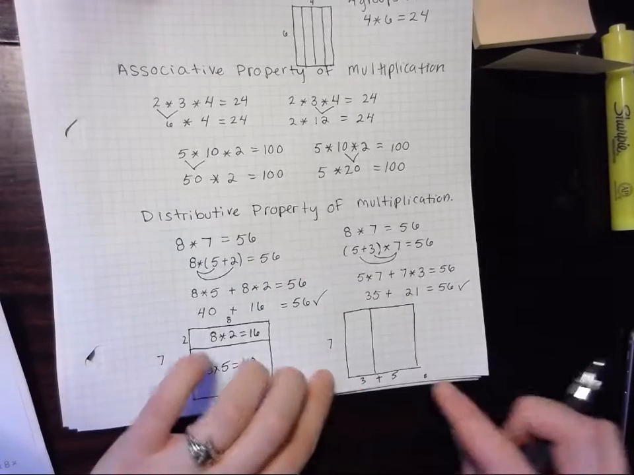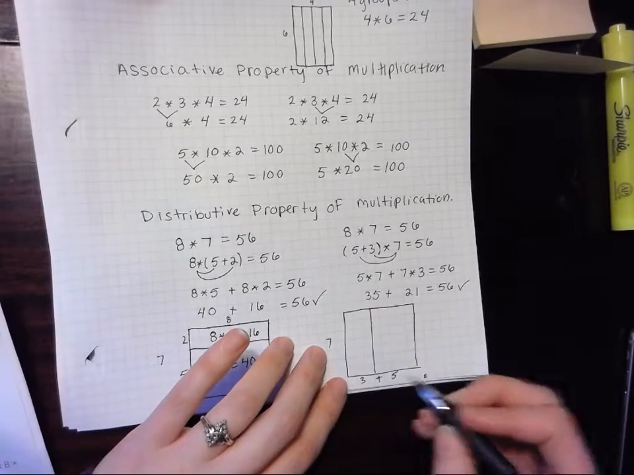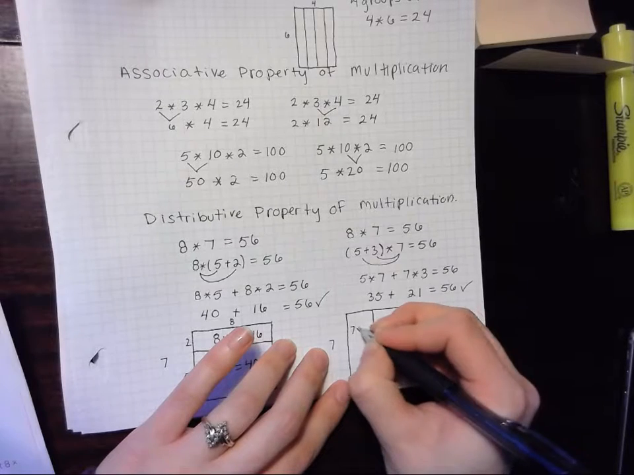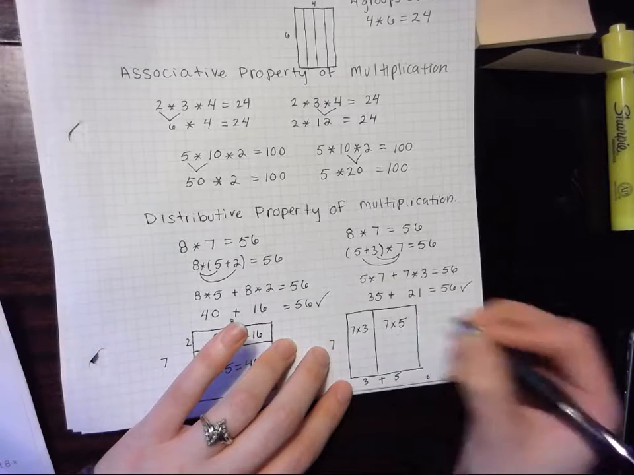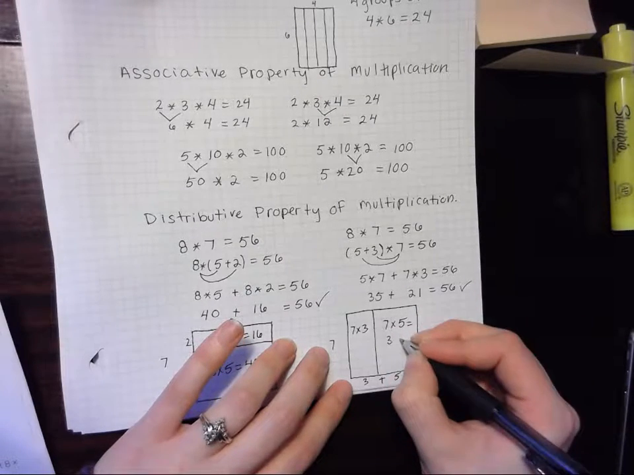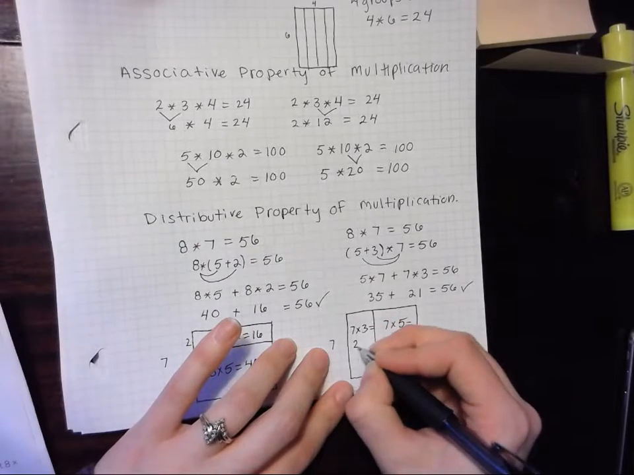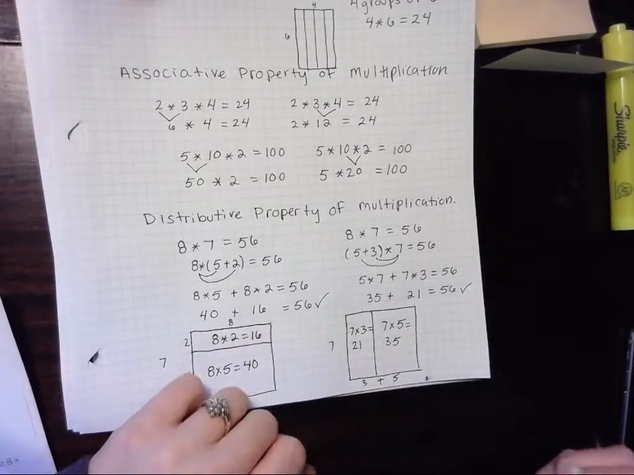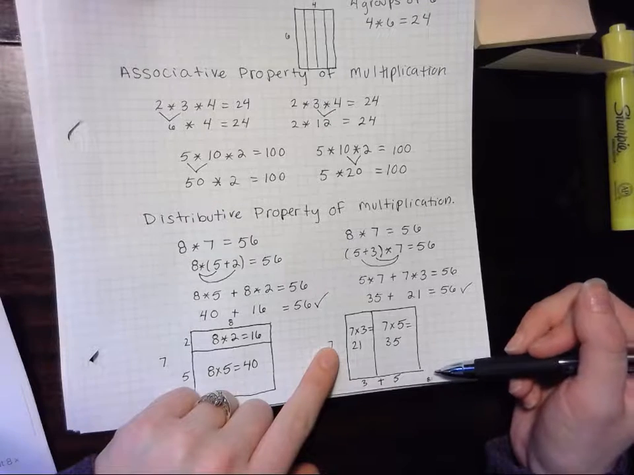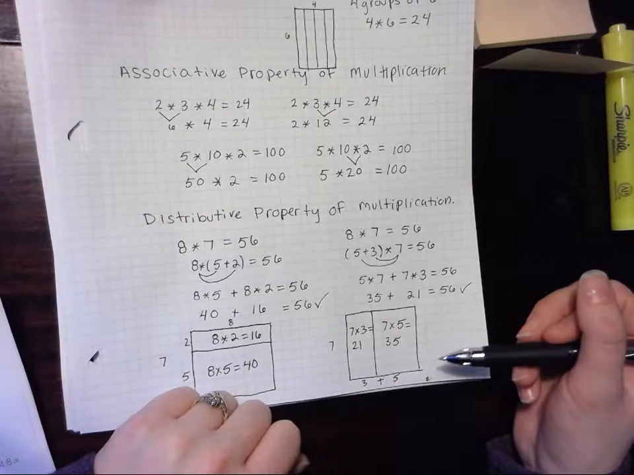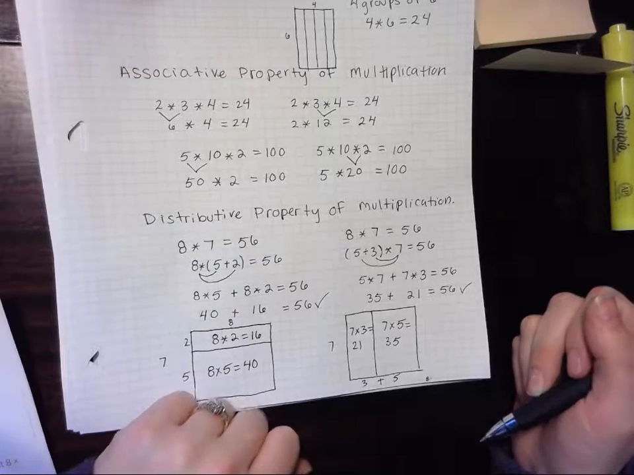Now, we know that this box is 7 times 8, but now we've broken it into 7 times 3 plus 7 times 5. We know that 7 times 5 equals 35. We know that 7 times 3 equals 21. So when we add those together, we still have 56. We have not changed the size of the problem. We've just cut it in half. Well, not directly in half, but we've cut it into pieces that are easier to manage.